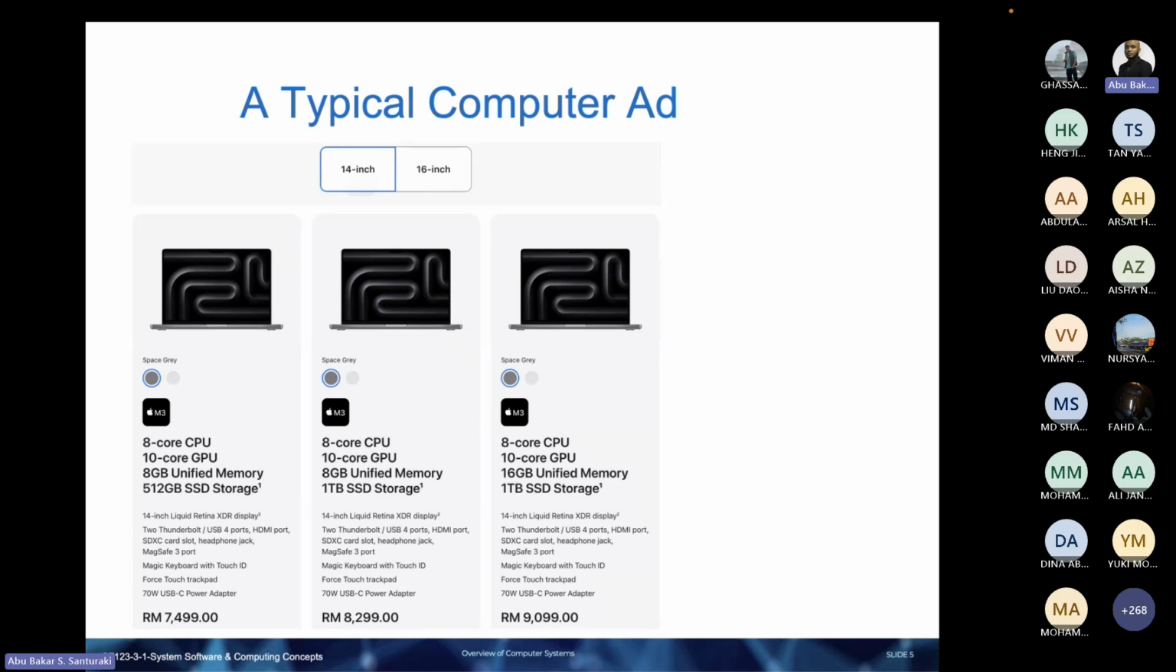The first example over here says that this is an 8-core CPU with 10-core GPU, 8 gigabytes of unified memory, and 512 gigabytes of SSD storage. So what do these things actually mean? Just to give you a general outlook, let's start with the first term, 8-core CPU. The term CPU stands for Central Processing Unit. The term central indicates that inside a computer, there's more than one type of processor. For example, your GPU, Graphical Processing Unit, is a type of processor. You also have a sound card, which is a processor for generating sound. You also have something called a network interface card, NIC.